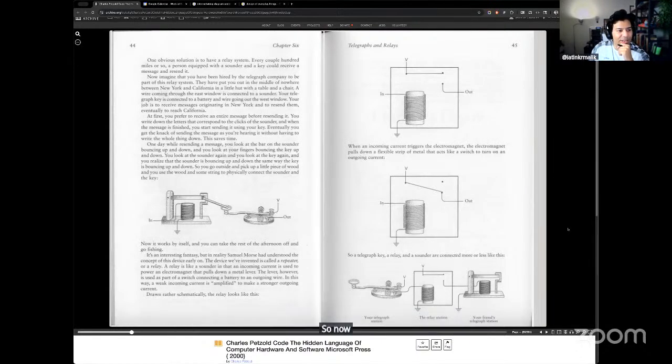So now imagine that you have been hired by the telegraph company to be a part of this new relay system. They have put you in the middle of nowhere between New York and California in a little hut with a table and a chair.